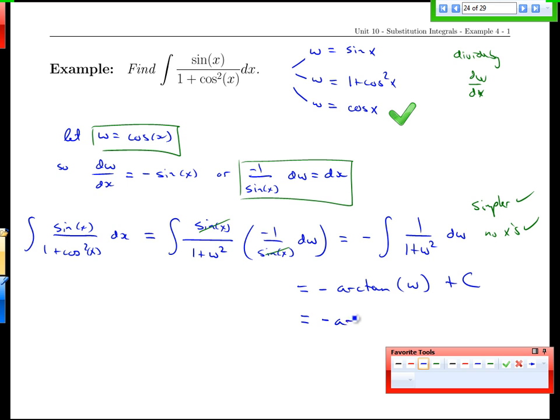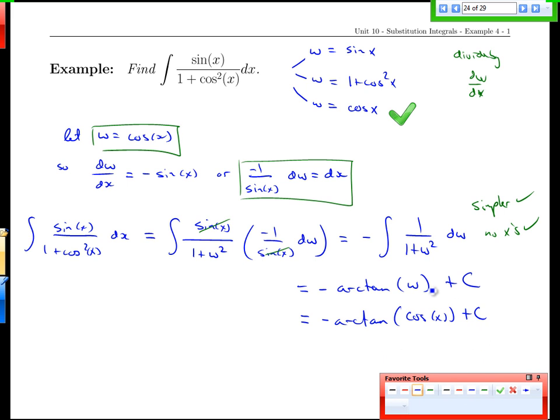And then we just go back to x's. Arctan of w was cos of x. And we can leave it at that for now. There are fancier ways to simplify it, but this will do for today.